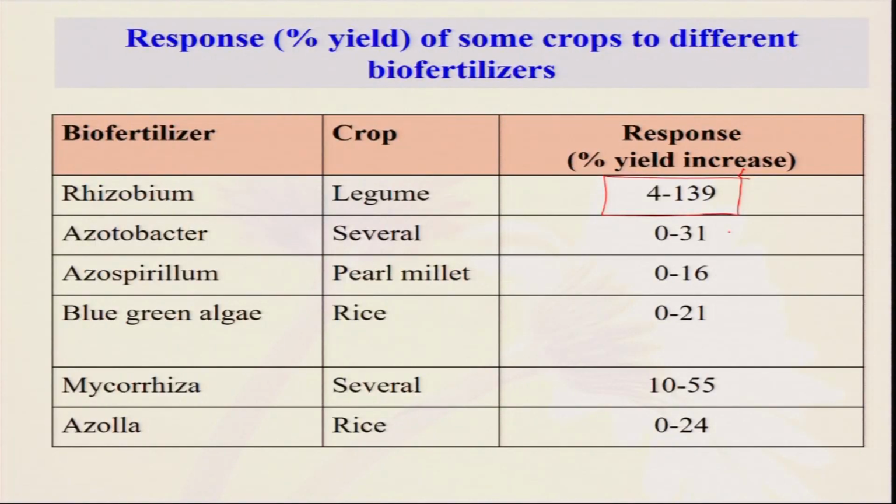Similarly, we have done different types of experiments for Azotobacter, and the response is from 0 up to 55%. So, this biofertilizer plays a very prominent role without investing so much. Where organic manure we have to give 10 ton, 15 ton, here the quantity is very small, maybe a few grams, 500 gram, 1 kilo, 2 kilo, and the yield response is very good.